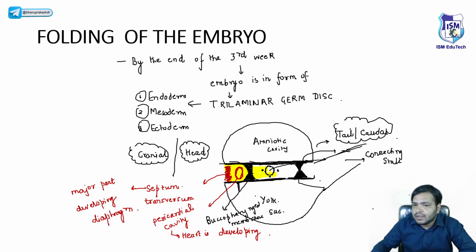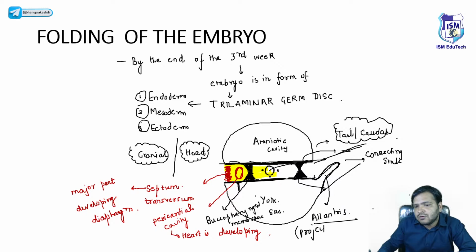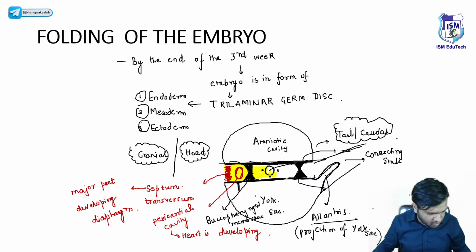And remember, when the three germ layers are formed, a small portion of the yolk sac will get into this connecting stalk, a small projection of this yolk sac, and this is called the allantois. It is the projection of the yolk sac into this connecting stalk. I hope this is clear up till now.